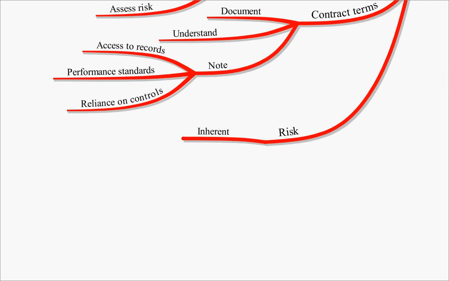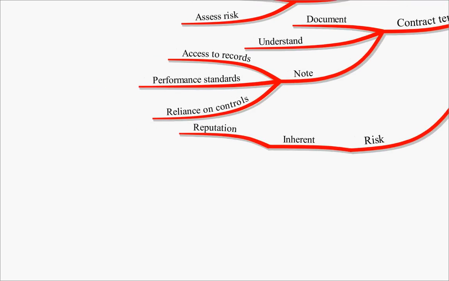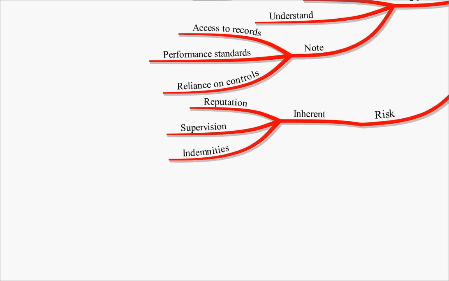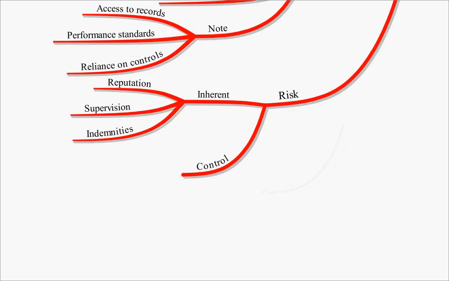And the risks will be, first of all, the inherent risks will be reputation, i.e. the reputation of the outsourcer. Have you looked at it? Have they got a good reputation? Have they got a bad reputation? Supervision, or do you check over the work that's provided to you? Indemnities, are there indemnities in the contract to say, well look, we're not actually responsible for this?